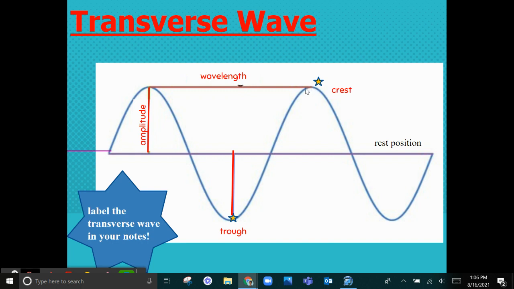The very top here is called a crest, so label that crest. Sorry, you have trough, which is down here, which is the very bottom. So this is amplitude, this is amplitude. The bottom here, the lowest point is your trough. Your highest point is your crest. And then this is your amplitude, and then this is your wavelength. So go ahead and label that in your notes.